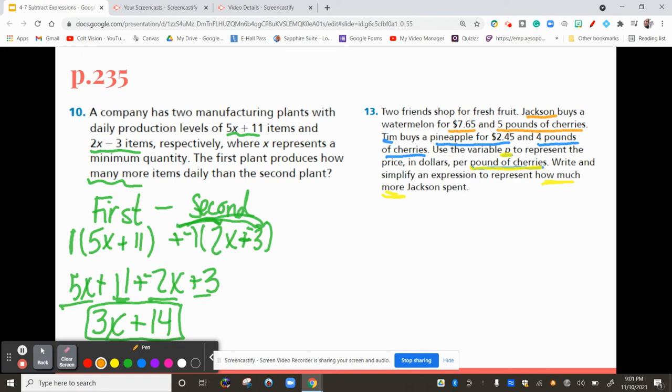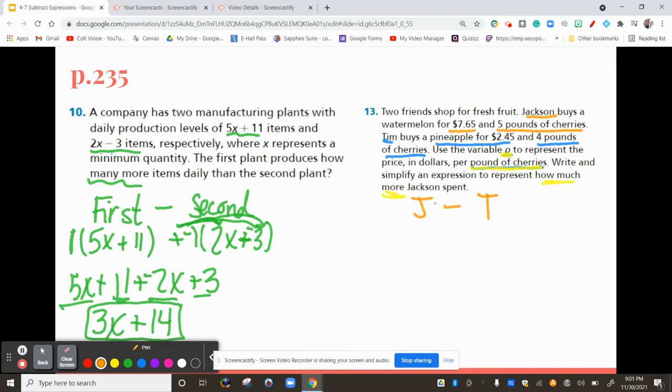Okay, in this problem, if you would just pause now and read over the problem, it's kind of complicated. But it says, write and simplify an expression to represent how much more Jackson spent. So Jackson spent more than Tim. So how much more? Well, I would subtract them to find out how much more he spent.